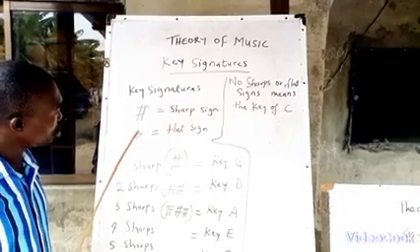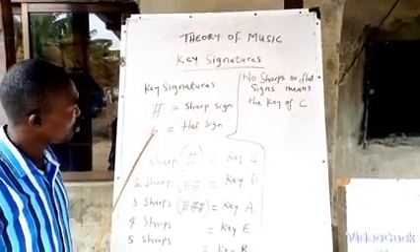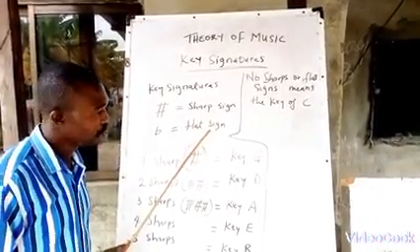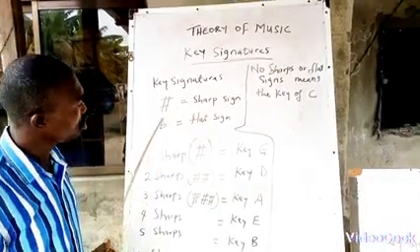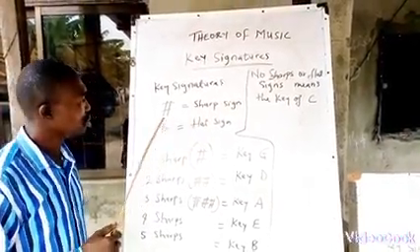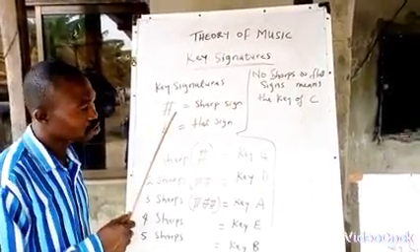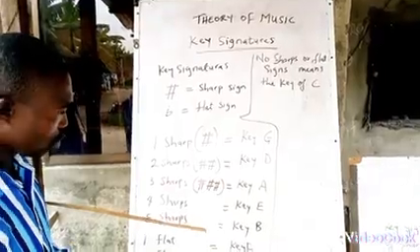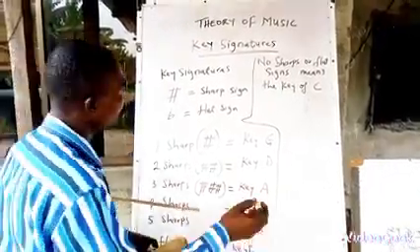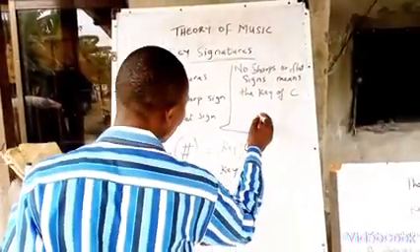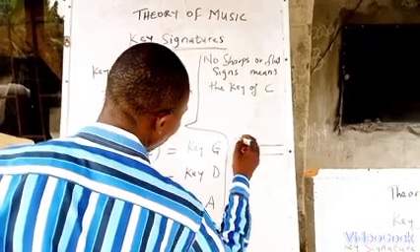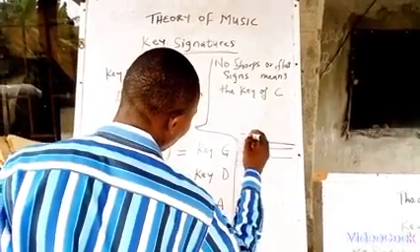Now the one that looks like a b, not a b but positioned like a b, is called the flat sign in music. These are the signs used in key signatures, and they occur at the beginning of the staff. Please let me quickly make an example for you. From the bottom to the top there are 5 lines. This is what we call the staff.